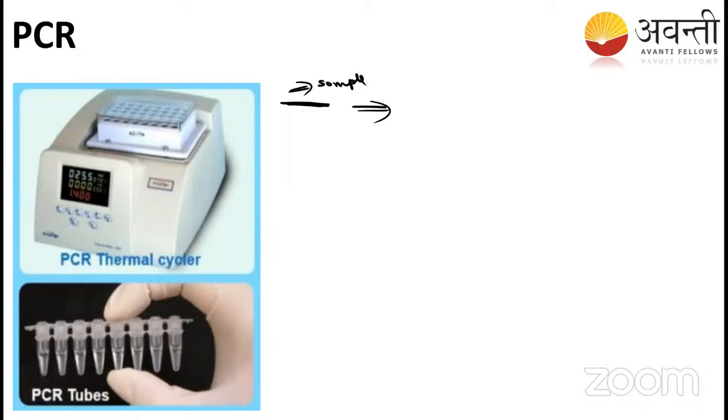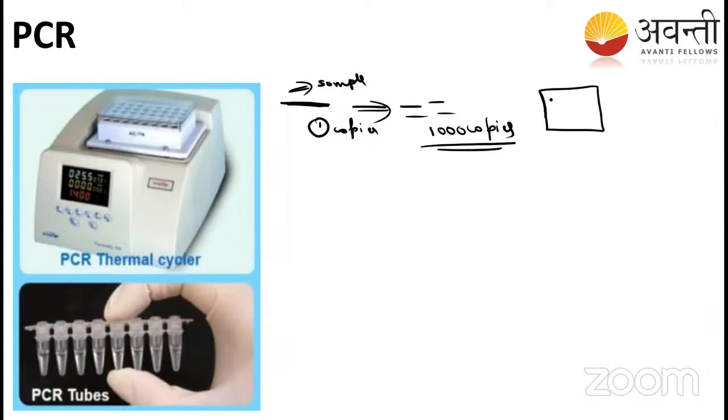Now you have one textbook. You go to the Xerox shop and make so many copies of that. This is how they make many copies. For example, if you have one copy, here they will make 1000 copies in the PCR. Next, what will they do? They will do the gel electrophoresis.